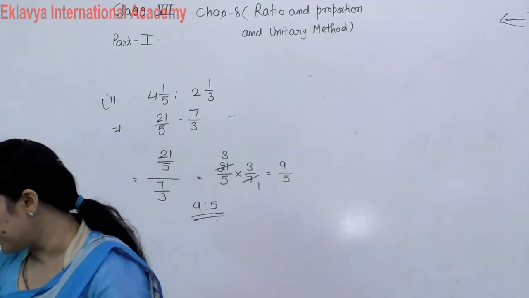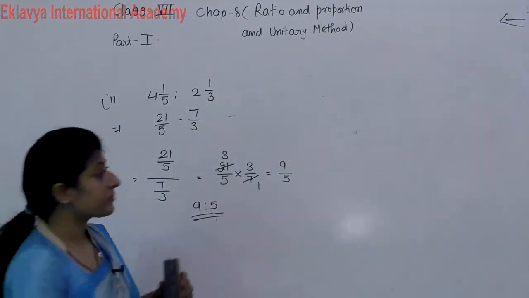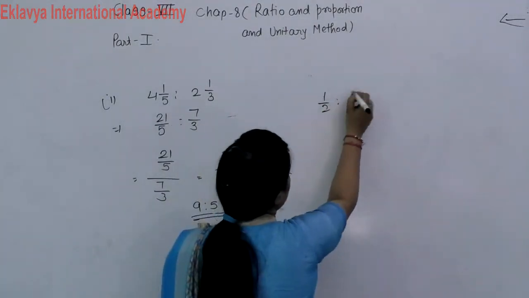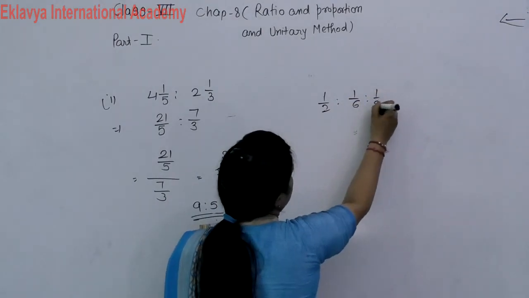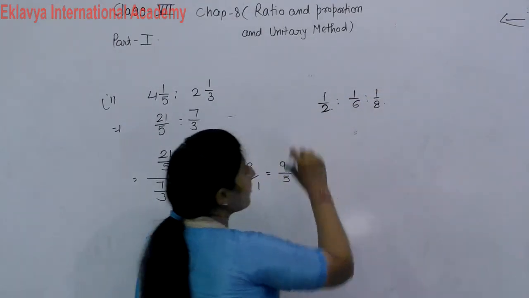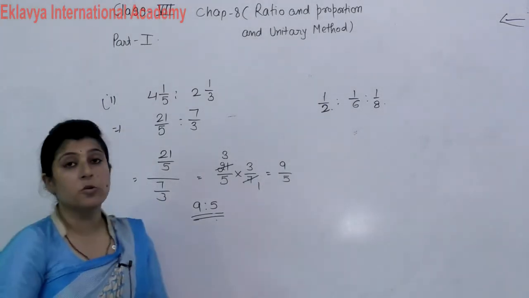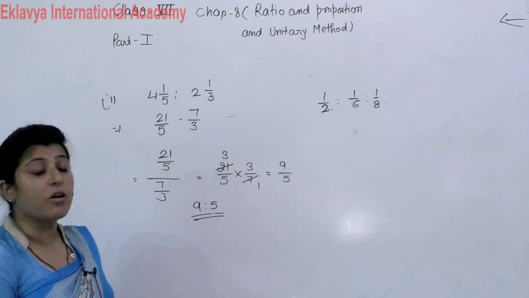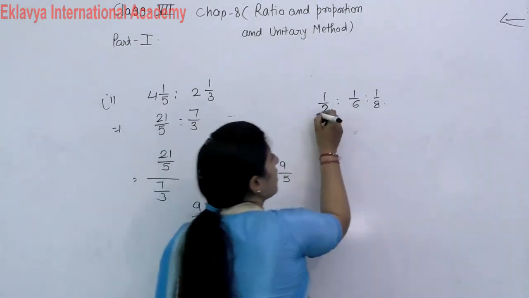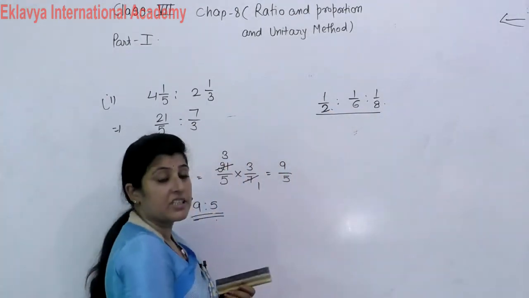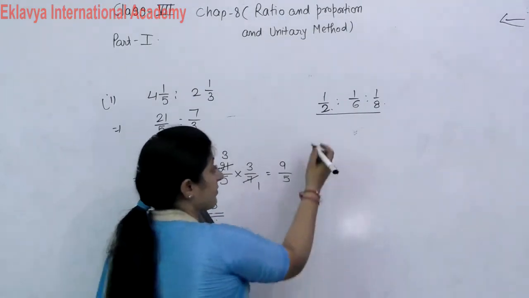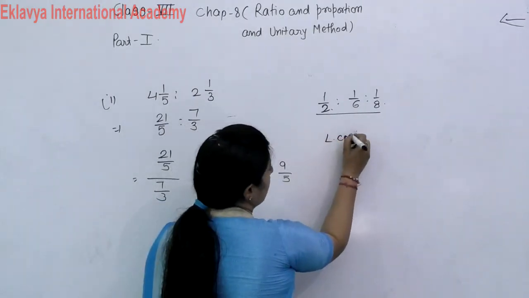One more example, take 1 by 2 ratio 1 by 6 ratio 1 by 8. If we want to solve this type of ratio in the simplest form, then what we will do, firstly take the LCM of the denominators 2, 6 and 8. What is the LCM?